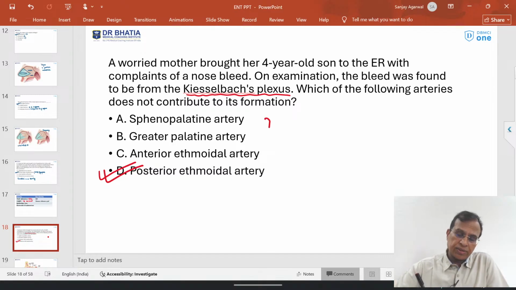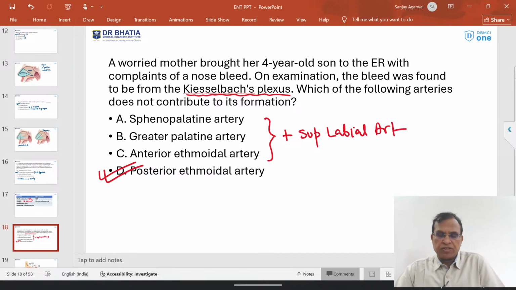So these three, plus superior labial artery. These are the four arteries that participate in the formation of Kiesselbach's plexus. So yes, Ranjan, Aman, Anirudh, Vipul, Dipanshu, D. Okay, Ranjan Sahani and VM Patidhar, your answer is wrong. Greater palatine is not the correct answer. Posterior ethmoidal artery is the correct answer.